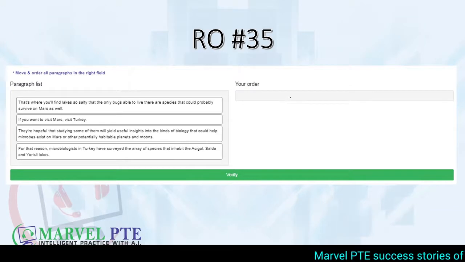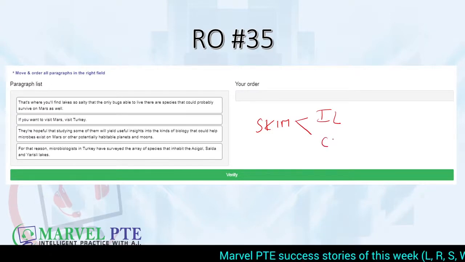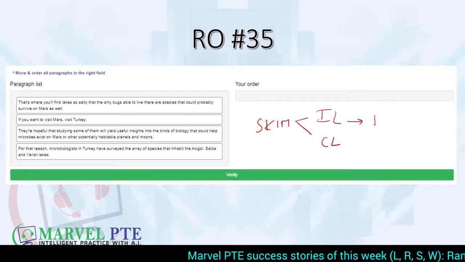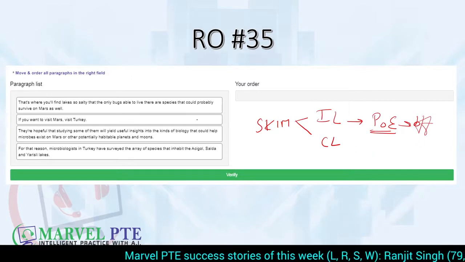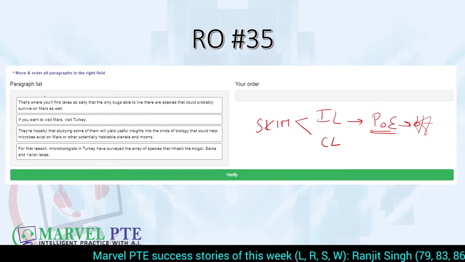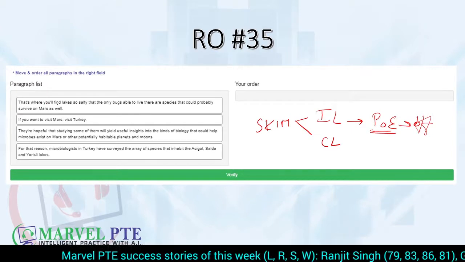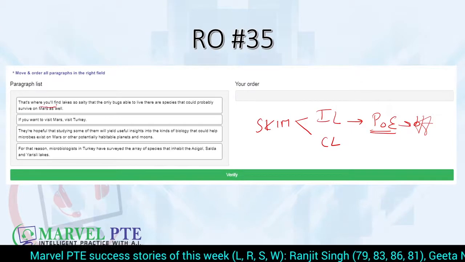Okay, so now you know that first we are going to skim the reorder paragraph to find an independent line and if possible conclusion line. For independent line we use process of elimination and that is going to be our best friend forever. So let's get started. That's where you will find the pronunciation of this word is going to be you will.